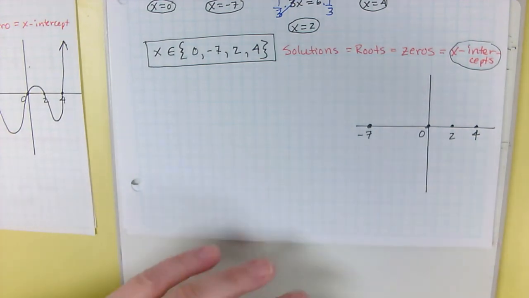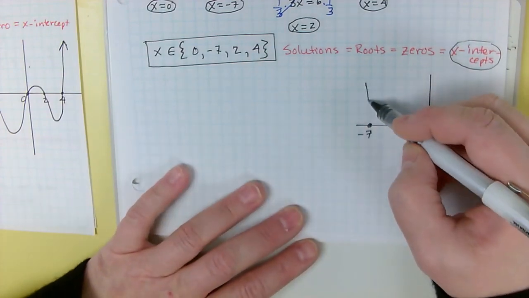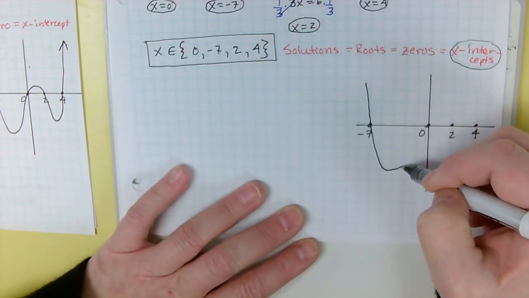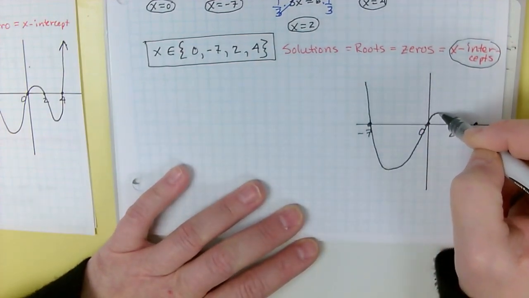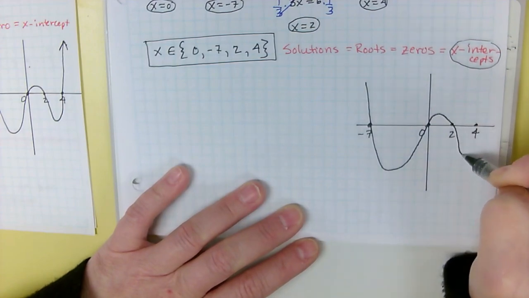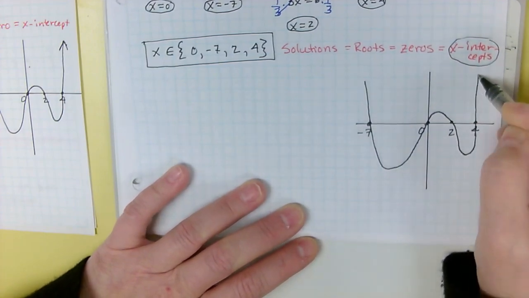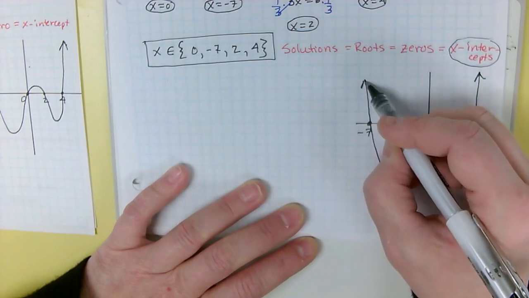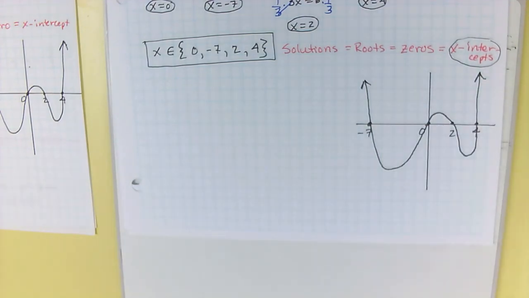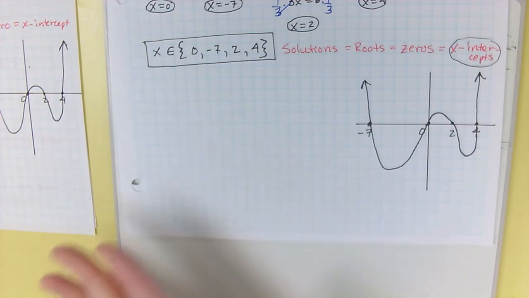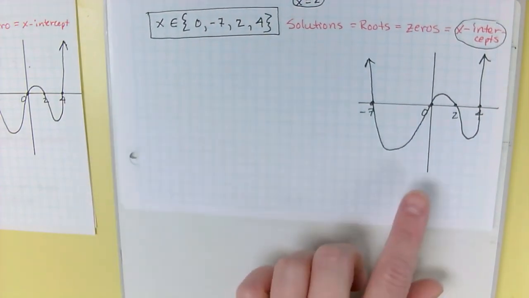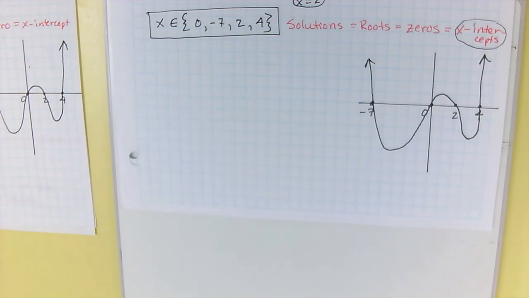And then later on, you're going to learn how to do this. But basically, your curve comes down. It crosses at 0, crosses at 2, goes down a little ways, crosses at 4, and then shoots back up. So that's the other thing we're going to be doing with this solving by factoring: using it to find graphs of things that you wouldn't have been able to graph otherwise, which is pretty cool.